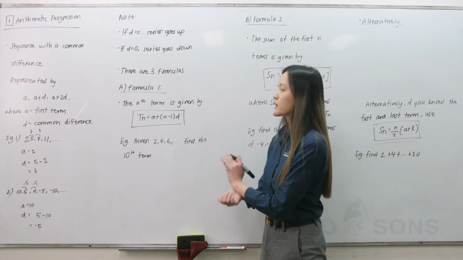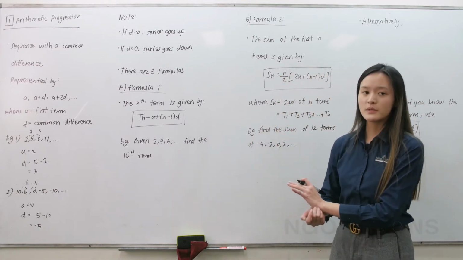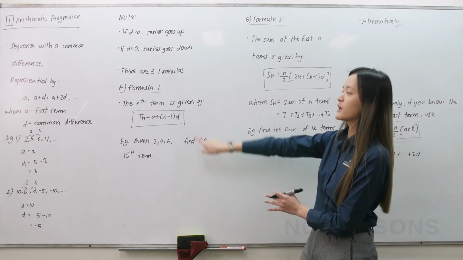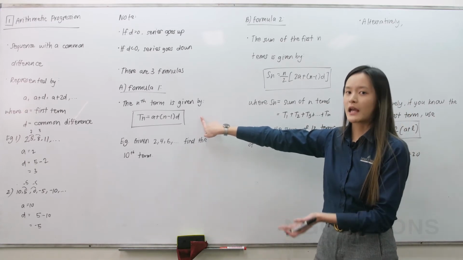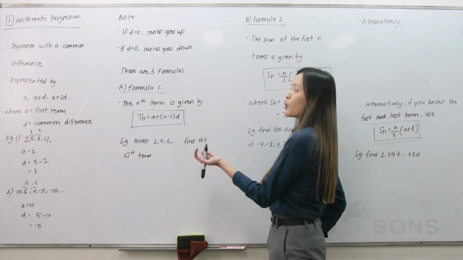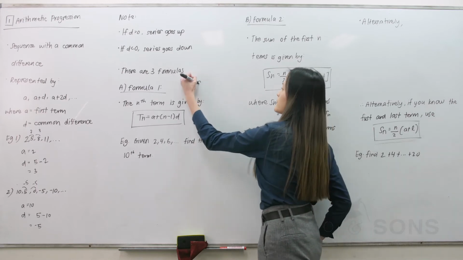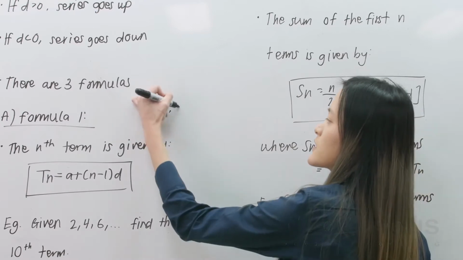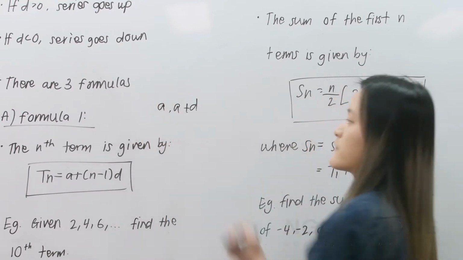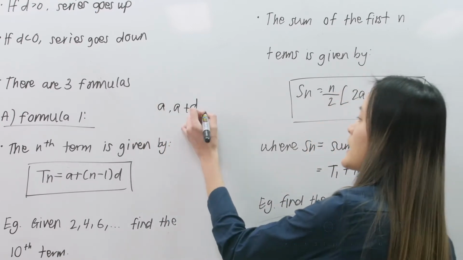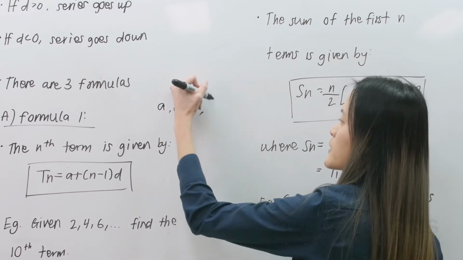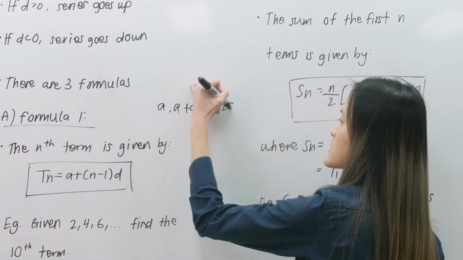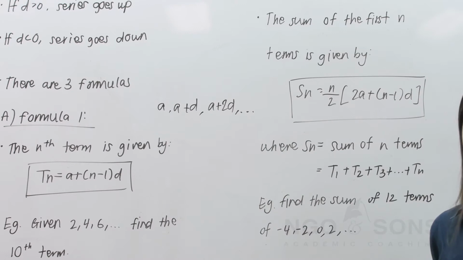Now, in order to prove the Tn formula, the first thing I'm going to write out is the general form of an AP. So remember, I'm always starting with my first term, which is A. Now to get my second term, it's the previous term plus the common difference, so plus D. Okay, and then to get the third term, it's the previous term plus the common difference, so I get A plus 2D, so on and so forth.